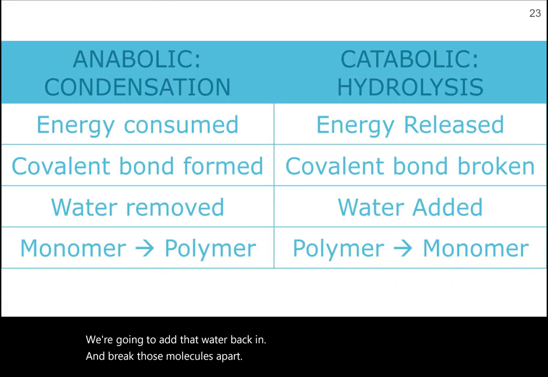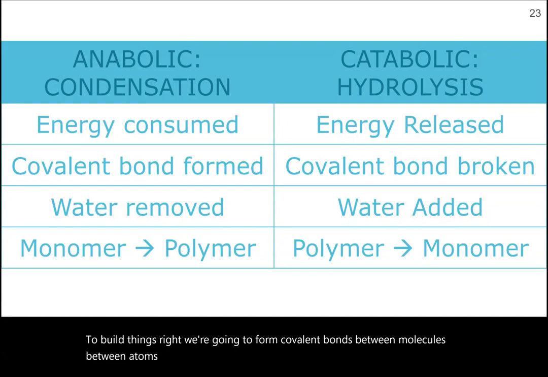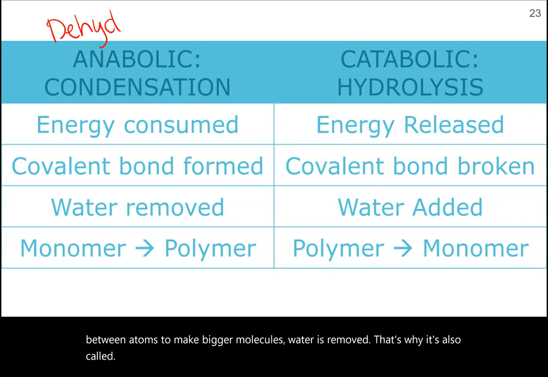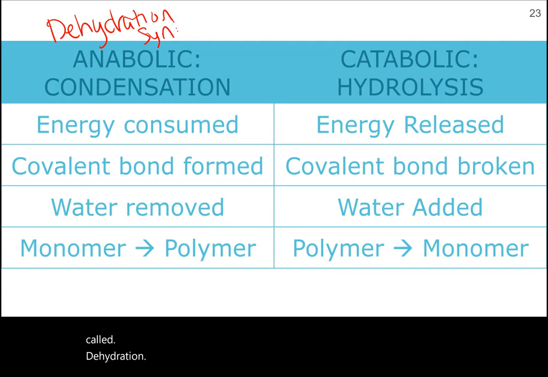As a review, anabolic reactions consume energy. It takes energy to build things, right? We're going to form covalent bonds between atoms to make bigger molecules. Water is removed. That's why it's also called dehydration synthesis, right? And we go from small monomers to large polymers.